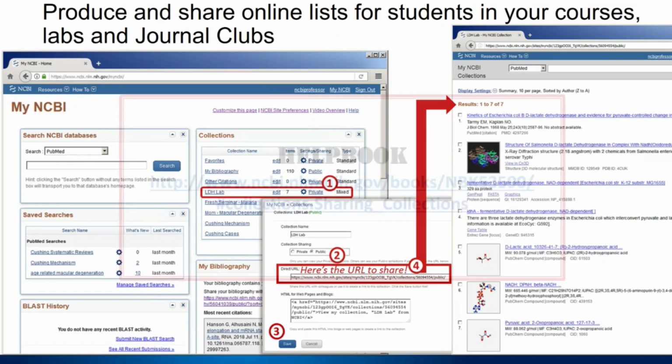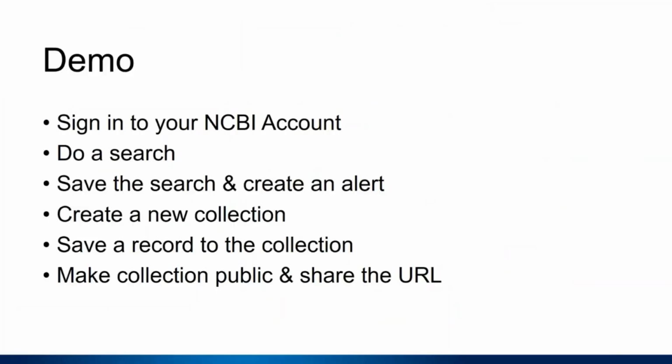Let me demo it for you live. So this is what I'm going to do. I'm going to sign into an NCBI account. We're going to do a search. We're going to save the search and create an alert. We're going to create a collection. We're going to save a record to that existing collection, and then we're going to make that collection public and share the URL.